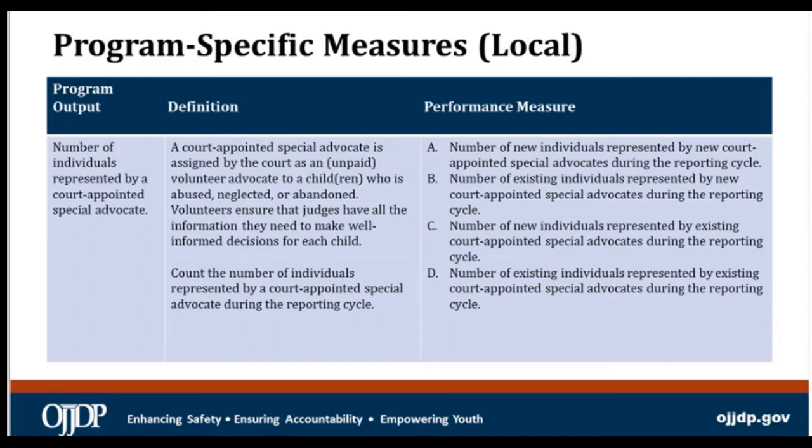For this next measure, it captures the count of the number of individuals represented by a court-appointed special advocate during the reporting cycle. You will provide the number of new individuals represented by a new court-appointed special advocate, existing individuals represented by a new court-appointed special advocate, new individuals represented by existing court-appointed special advocates, and lastly, existing individuals represented by existing court-appointed special advocates.